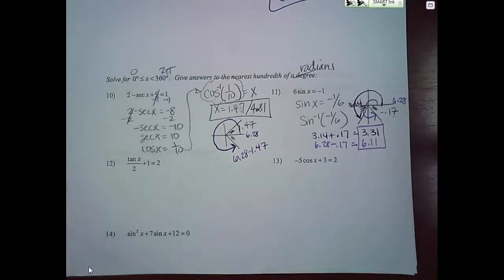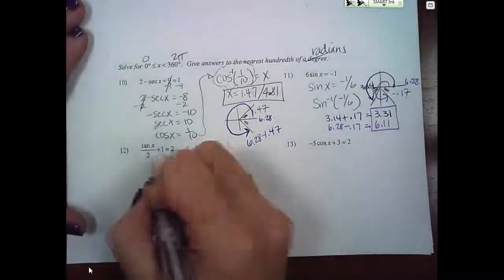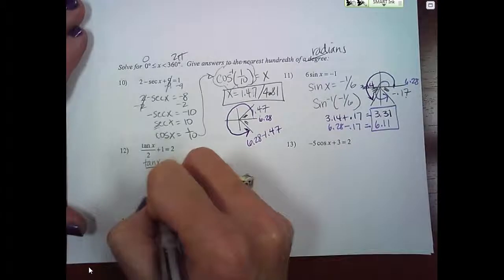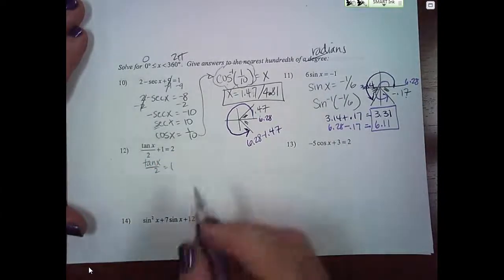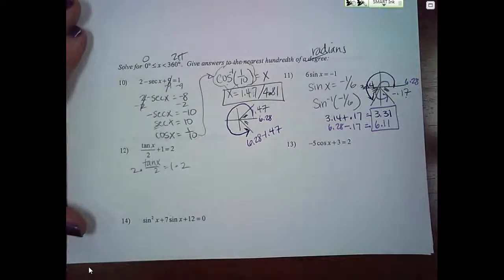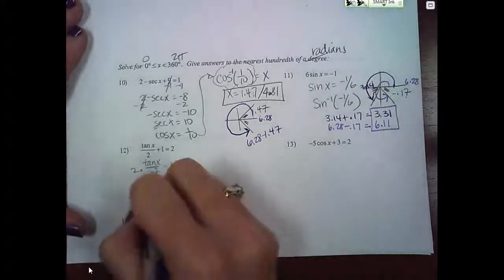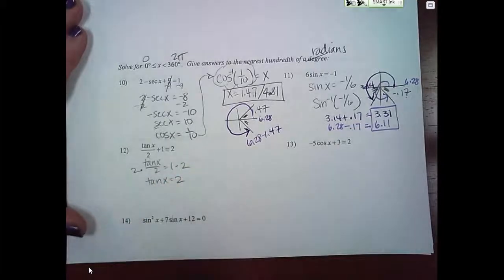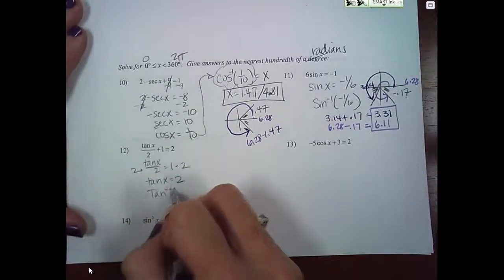Number 12. On 12, you're going to solve for tangent. So you're going to subtract the 1 first. So tangent of x over 2 equals 1. Then you're going to multiply both sides by 2. Right? So then you'll have tangent of x equals 2. Inverse tangent.